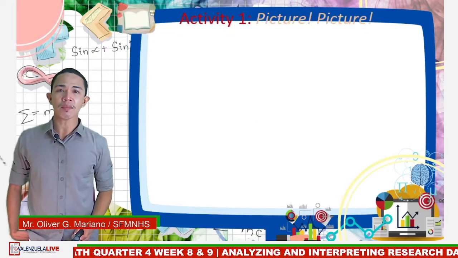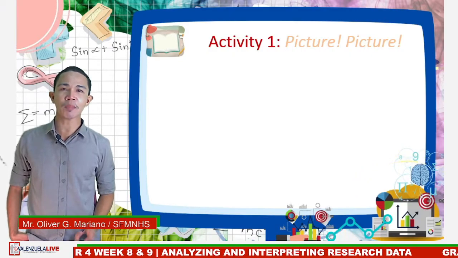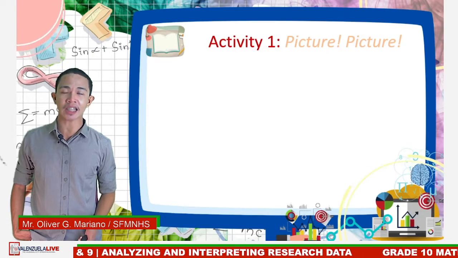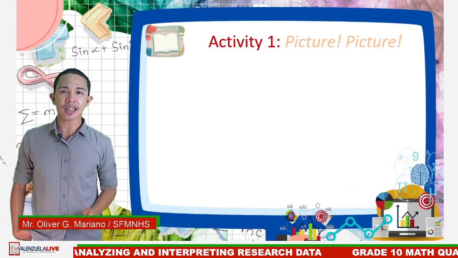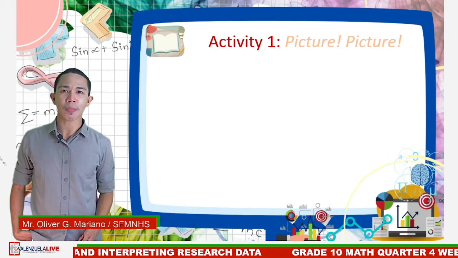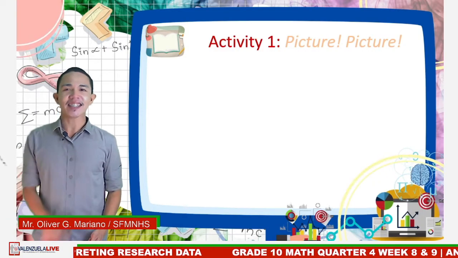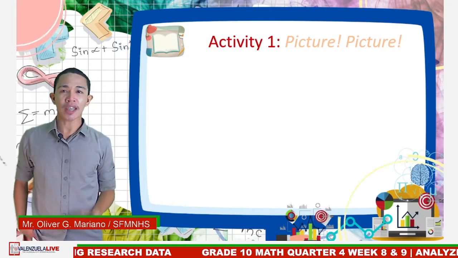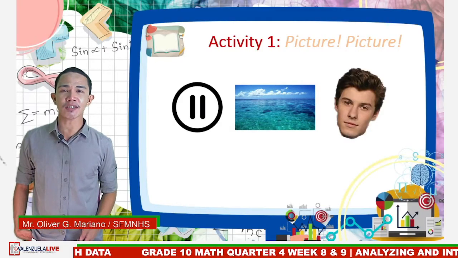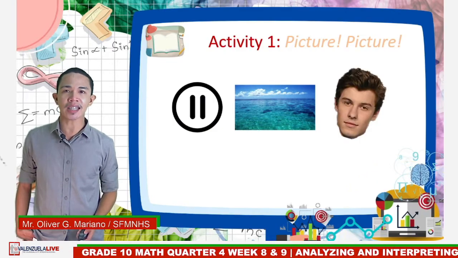So to begin, let us have our first activity entitled Picture Picture. You need to use the pictures that I will be flashing to unlock the statistical term hidden behind these pictures. Are you ready with our first one? Great! So here is the first set of pictures. You have 10 seconds to guess or unlock the statistical term, and that starts now.